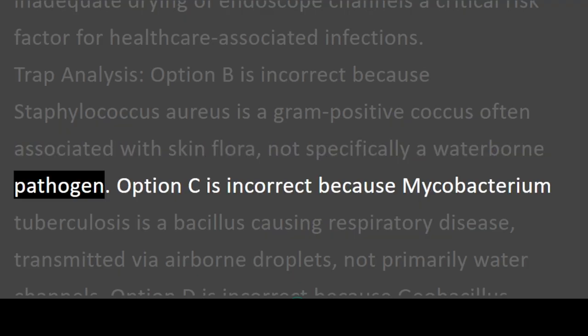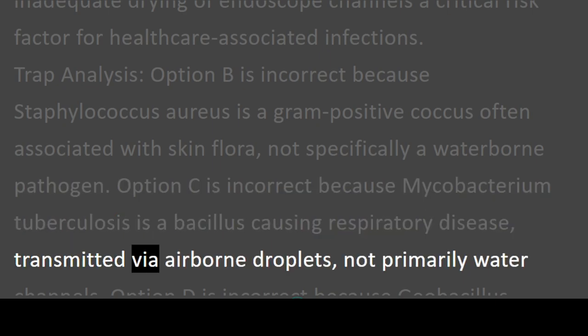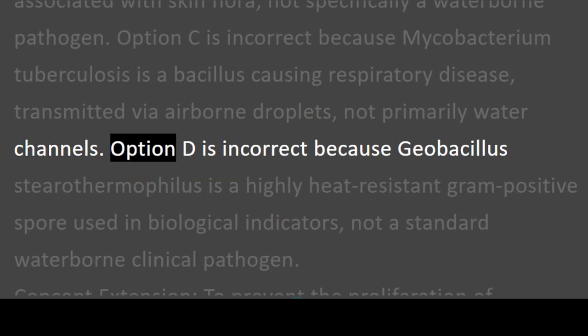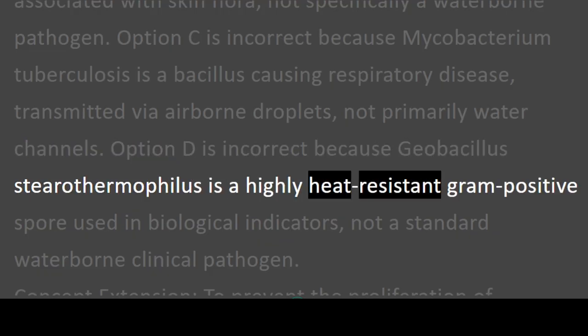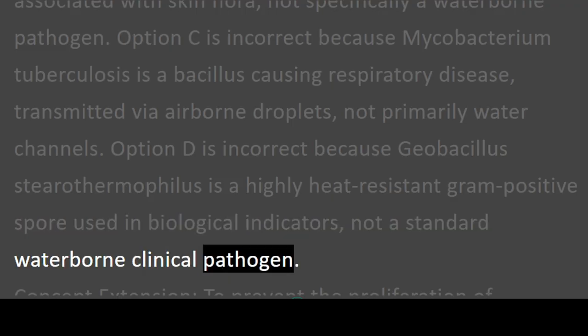Option C is incorrect because Mycobacterium tuberculosis is a bacillus causing respiratory disease, transmitted via airborne droplets, not primarily water channels. Option D is incorrect because Geobacillus stearothermophilus is a highly heat-resistant gram-positive spore used in biological indicators, not a standard waterborne clinical pathogen.